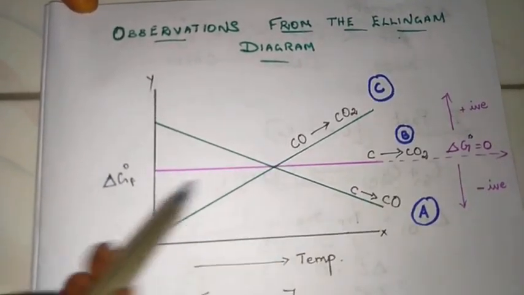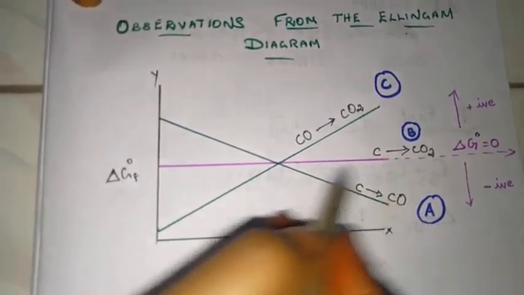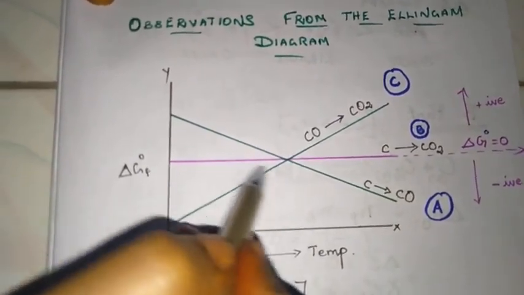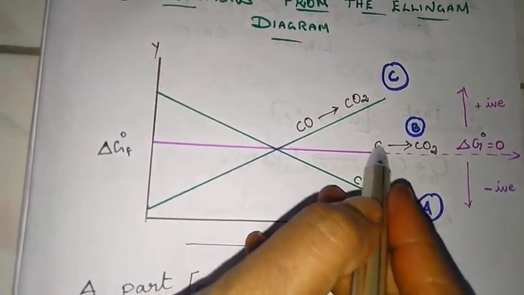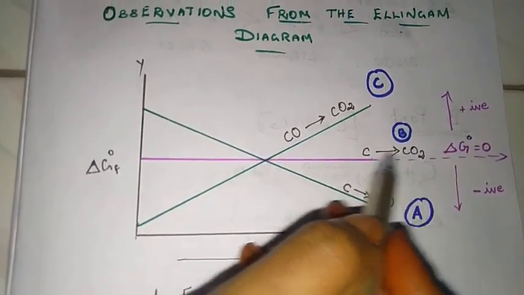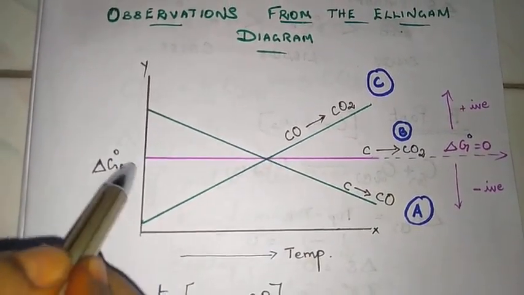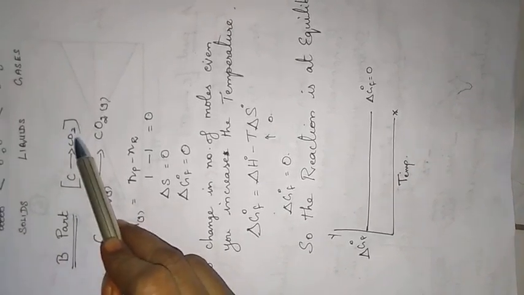Consider this B part. Which is the B part? This graph, this rose color line, no? This graph which is parallel to the temperature. The graph in which carbon consumes oxygen and converts into carbon dioxide. This is the graph we are going to consider. B part: carbon consumes oxygen, converts into carbon dioxide.